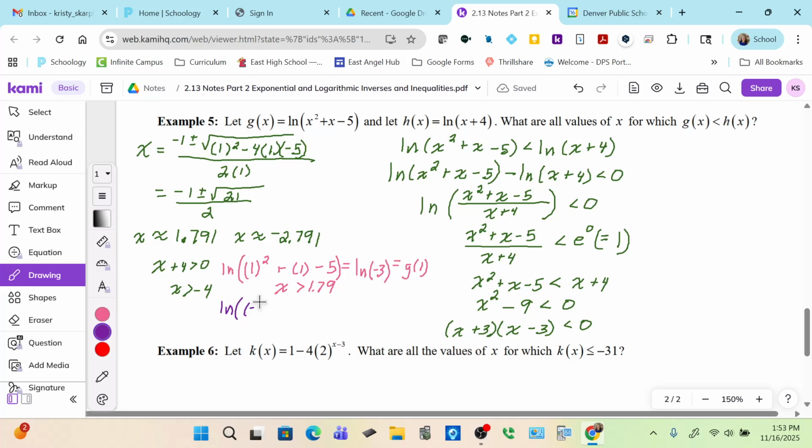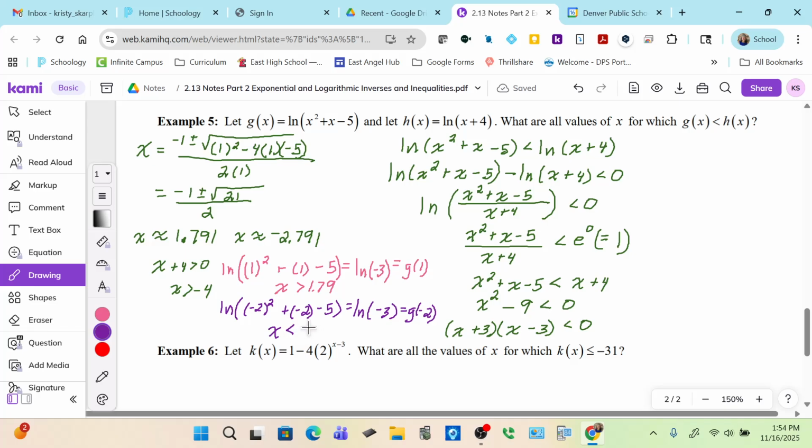I'm going to have negative 2 squared plus negative 2 minus 5. And that will give me the natural log of negative 2 squared, which is 4. 4 subtract 2 is 2. 2 subtract 5 is negative 3. Again, that's not going to work. G of negative 2 is not going to work, so I'm going to need to go less than in this case, because negative 2 is to the right of negative 2.79.